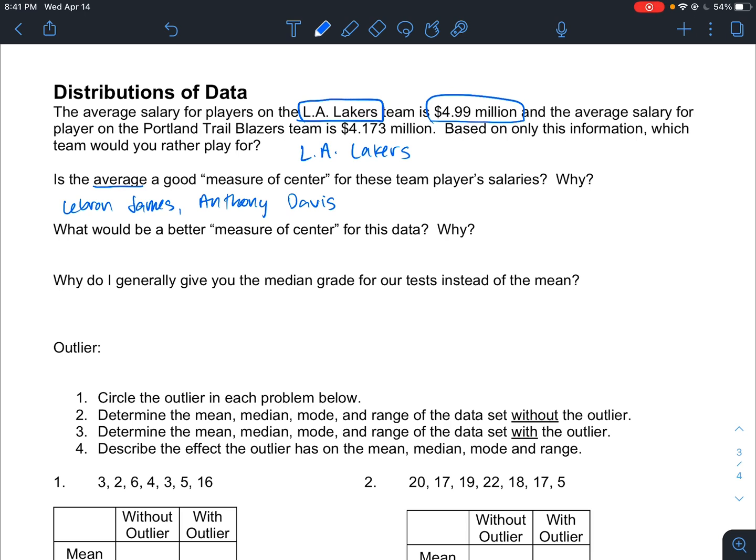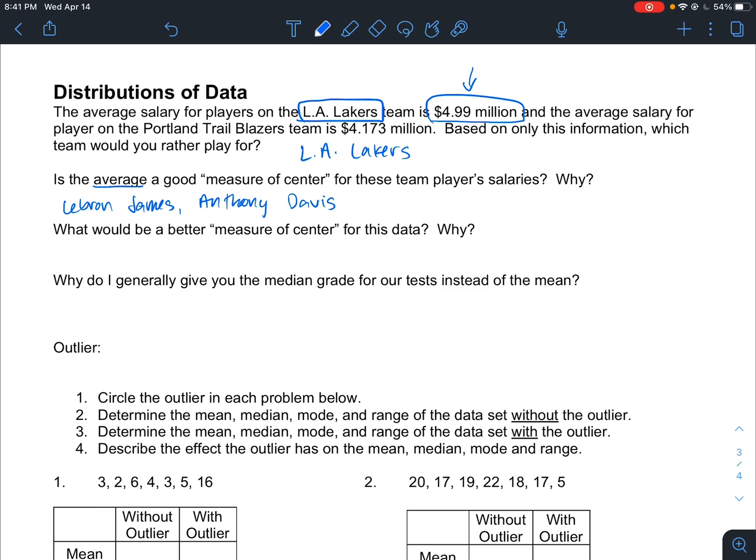Okay, probably well above this. I'm pretty sure that LeBron James has a salary of something like $39.22 million. It's pretty crazy, it's insane how much he's getting paid. But him and Anthony Davis probably are well above this number. Okay, what that means is it's skewing the data, making the average seem higher than what it actually is for most of the players on that team.